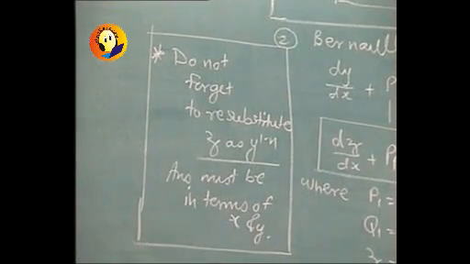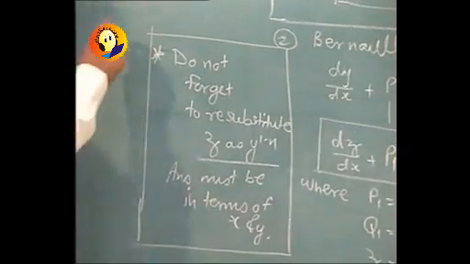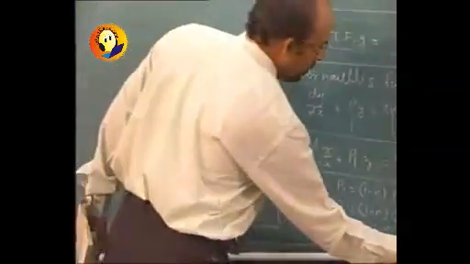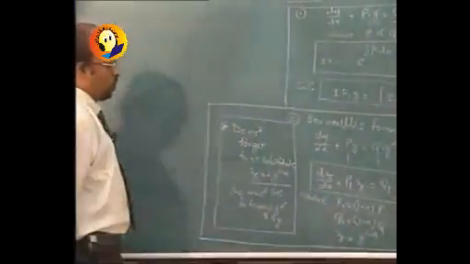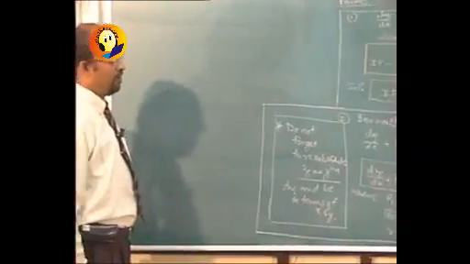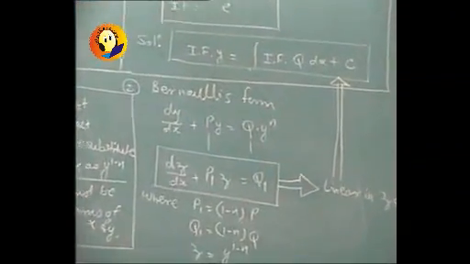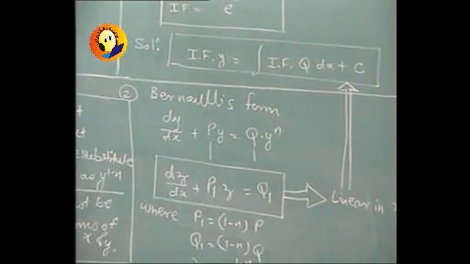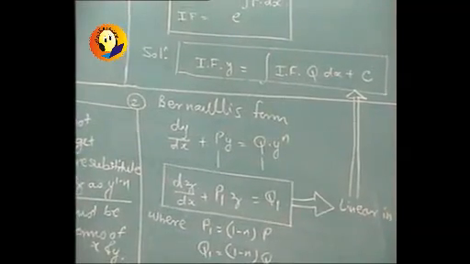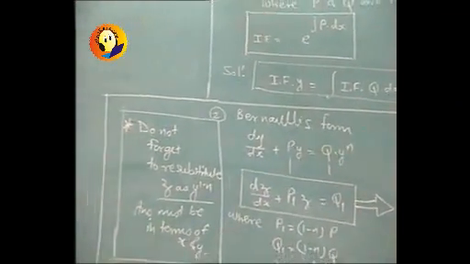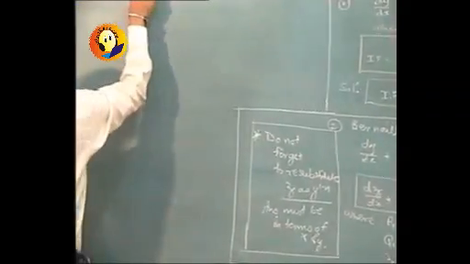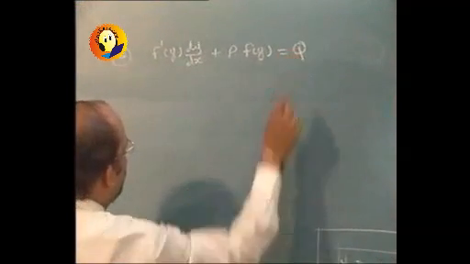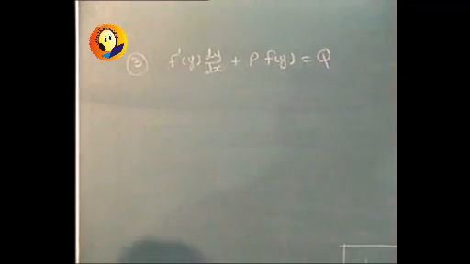So up till now we have seen two forms of the linear differential equation. Form number 1, that was dy by dx plus py equal to q, and form number 2, which is Bernoulli's form, that is dy by dx plus py equal to q y raised to n. There is one more form, form number 3, which is written as f dash y dy by dx plus p into fy equal to q, where p and q are again functions of x.